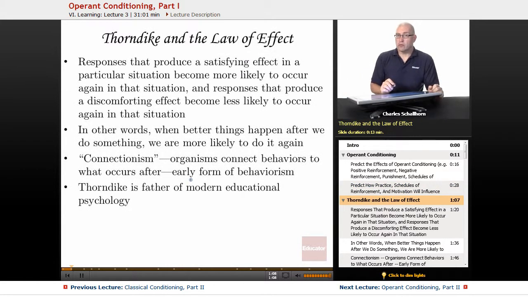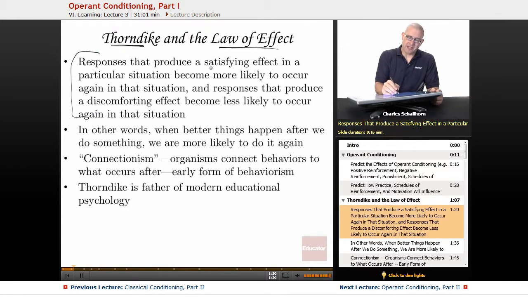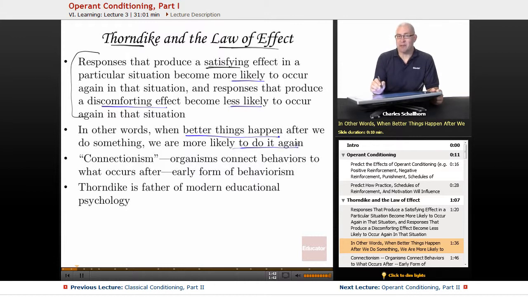One of the early folks who researched operant conditioning was a guy named Thorndike. He looked at what he called the law of effect. That's where responses that produce a satisfying effect in a particular situation become more likely to occur again in that same situation, and responses that produce a discomforting or unpleasant effect become less likely to occur again in that situation. In other words, when better things happen after we do something, we are more likely to do that behavior again.